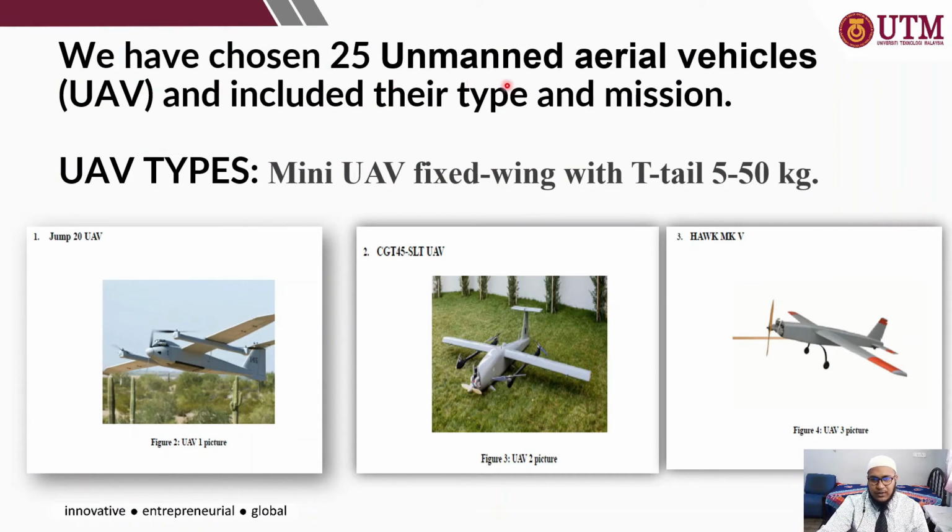We have chosen 25 unmanned aerial vehicles and included their type and mission. The UAV type was mini UAV fixed wing with detail, 5 to 50 kg. Here are some models that we found out. I have included only 3 aircraft here, but we have got 25. It was difficult for us to collect the data about the UAV because it's too conventional, but at last we found 25 aircraft. Here are the models: Jump 20 UAV, CGT45, SLT UAV, and work MQP.